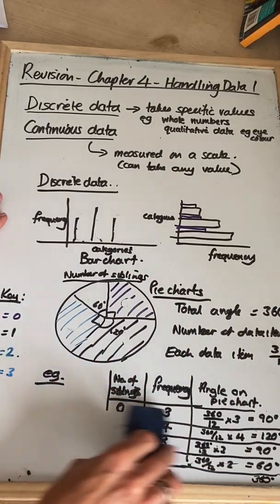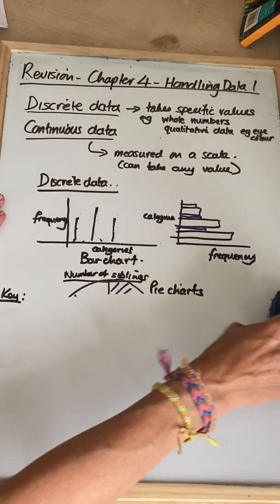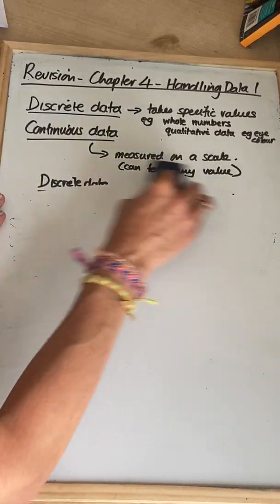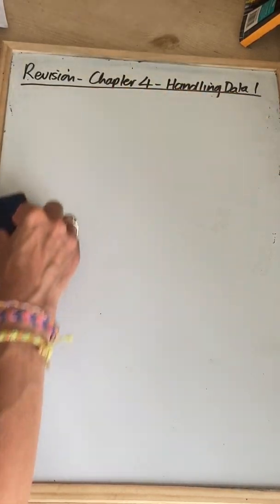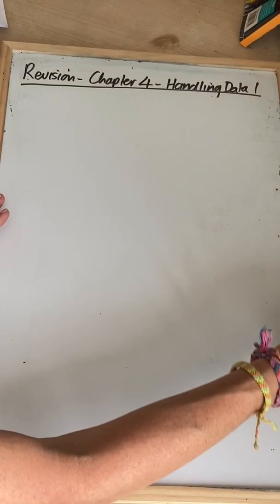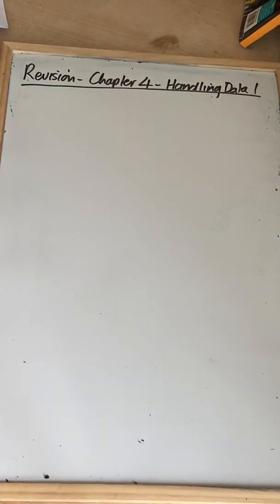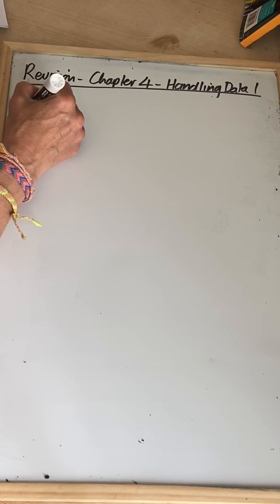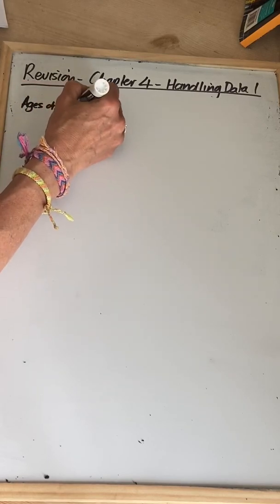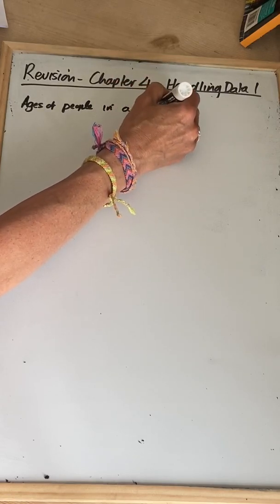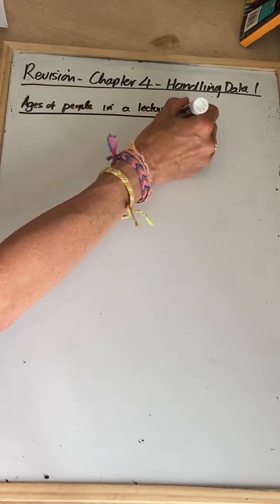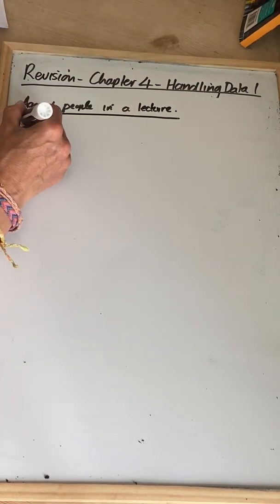Okay, right. Other things about data that you need to be able to do. You need to be able to calculate some specific measures that relate to your data. So we're going to stick with our discrete data for the moment, and I'm going to give you some numbers, and we're going to look at some specific measures in relation to them. Okay, so these are going to be ages of people in a lecture. Okay, so there's a lecture going on. Somebody's giving a lecture, and we've got some ages of the people there.